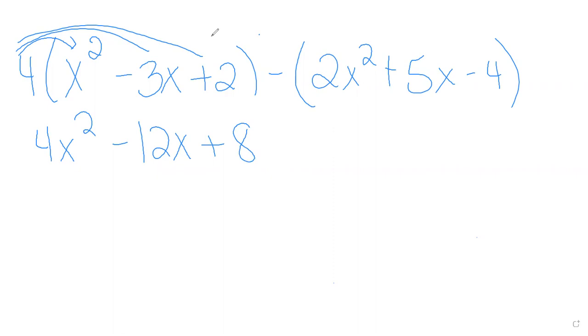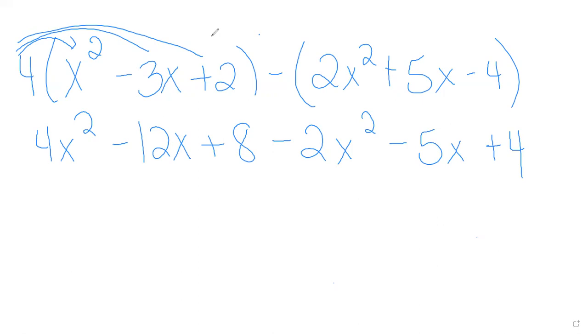Now we need to remember that the negative changes all of our signs. So this is going to be a -2x squared, a -5x, but be careful here. This is already a -4, so we'll notice that it is a plus 4.